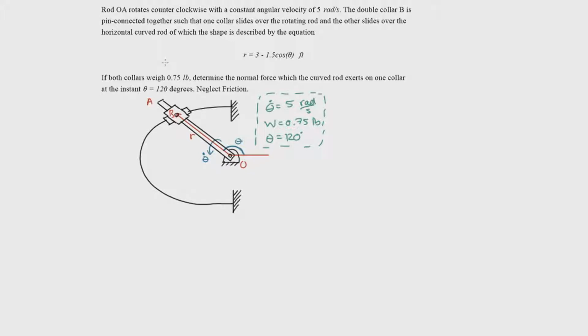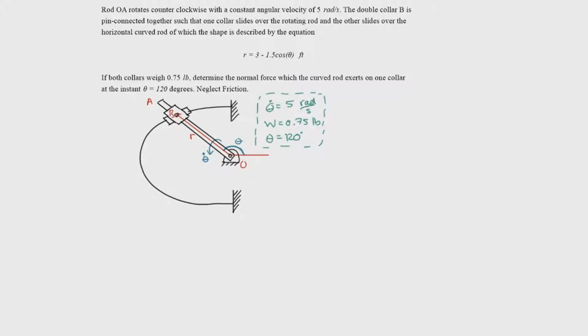The double collar B is pin connected together such that one collar slides over the rotating rod and the other slides over the horizontal curved rod, of which the shape is described by the equation R. If both collars weigh 0.75 pounds, determine the normal force which the curved rod exerts on one collar at the instant theta equals 120 degrees, and we can neglect friction.